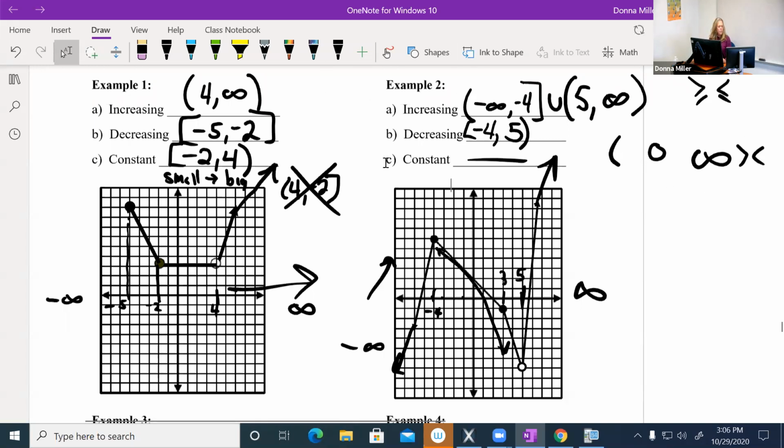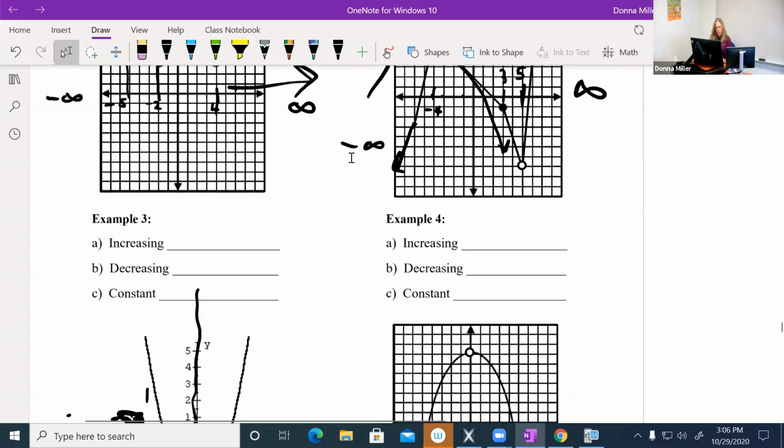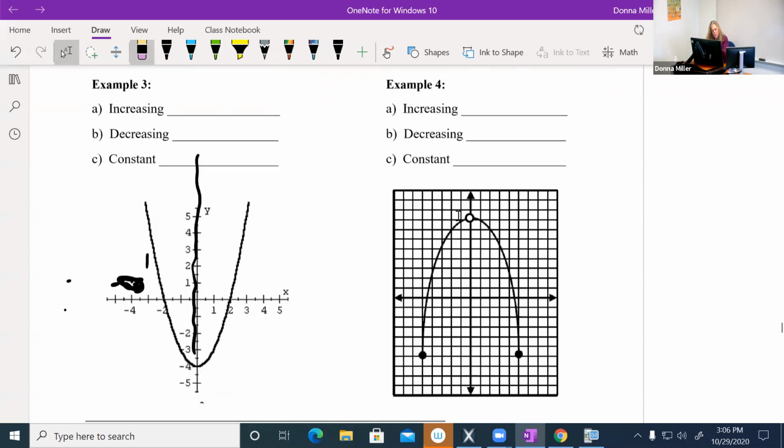All right, we good? All right, let's go down. We got 2 more examples. I don't know why I didn't get rid of this. Let me get rid of this.